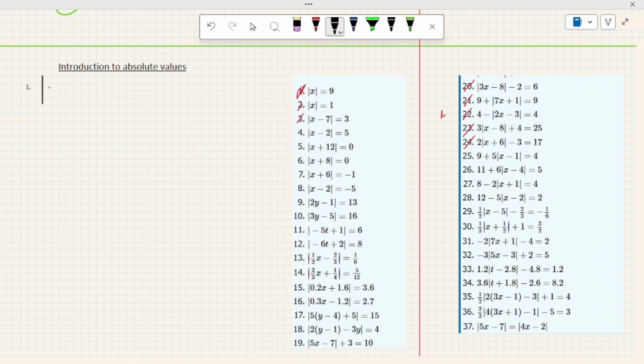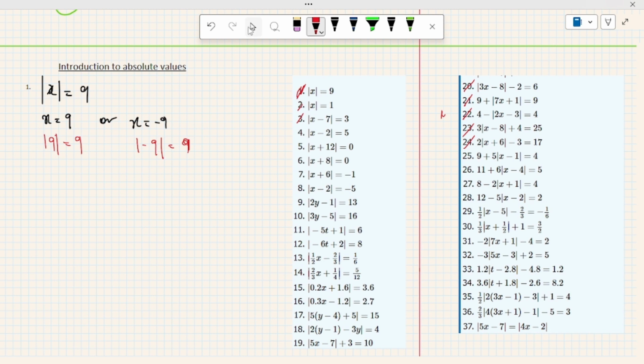We know that the absolute value can either be positive or negative, right? So x can be equal to 9, or x can be equal to negative 9, because if we put 9 into this equation, the absolute value of x is going to be 9. And if we put negative 9 into the absolute value bars, it's going to give us the positive value of 9, right? So this is the basic introduction to absolute values, guys.